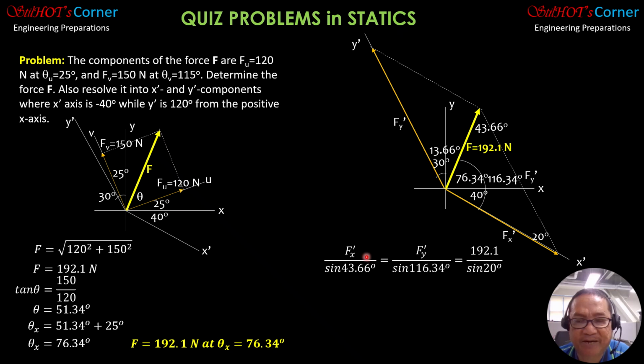Solving for Fx prime, it is 192.1 times sine 43.66 degrees divided by sine of 20 degrees. So Fx prime is equal to 387.8 newtons, while Fy prime is equal to 192.1 times sine of 116.34 degrees divided by sine of 20 degrees, and Fy prime equals 503.3 newtons.